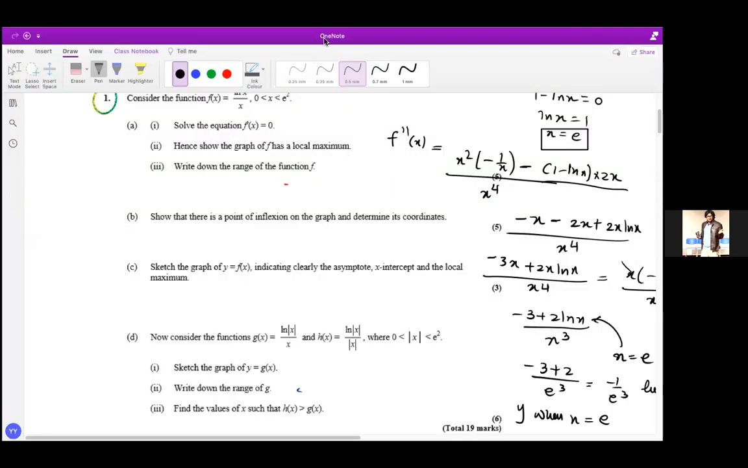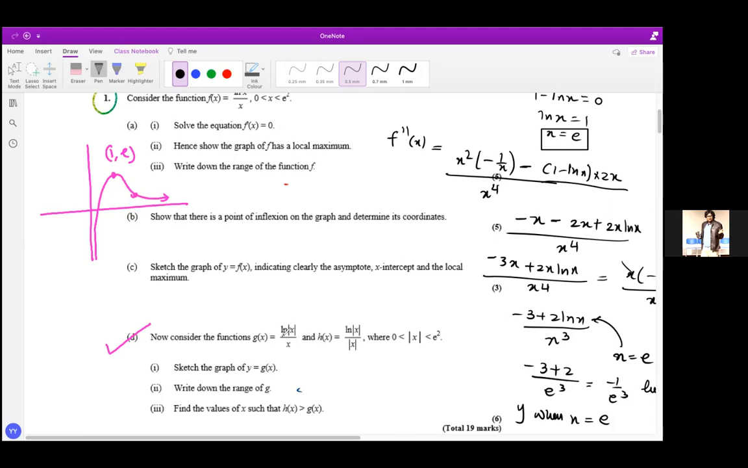Okay, so the next part is we have ln x. We have to sketch the graph of ln of absolute value of x over x, and the second part is ln of absolute value of x over absolute value of x, and then you have to solve where h of x is greater than g of x. This is interesting because we just sketched the graph of f of x. The f of x graph is something like this. There is a turning point, then a point of inflection here, and this point is 1 comma e.